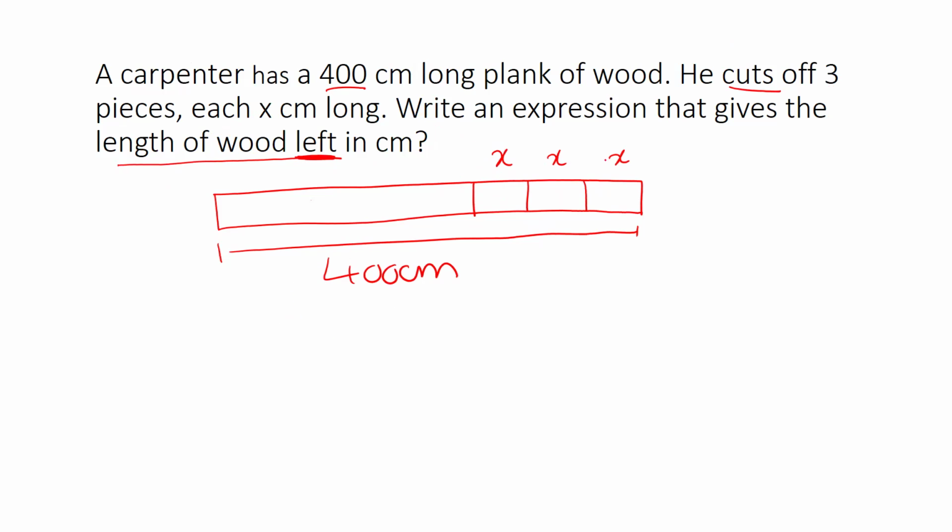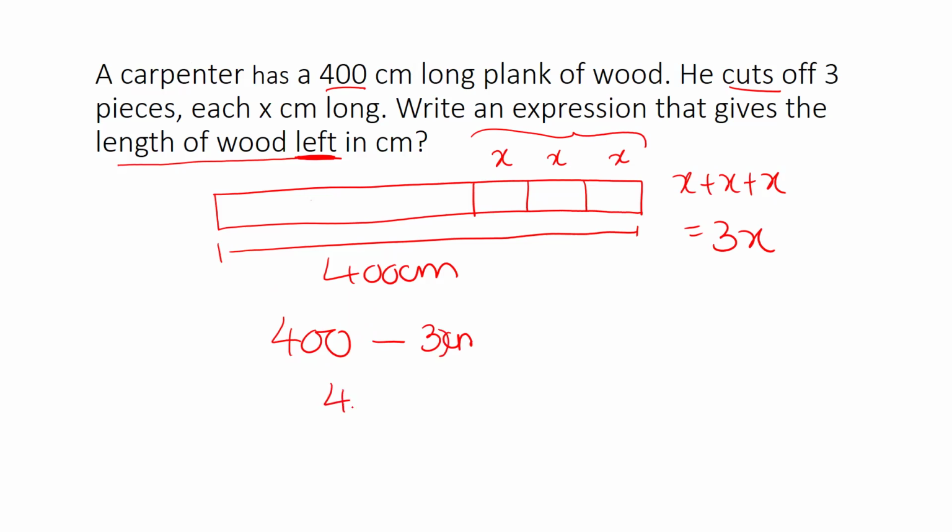So what we have to do is find the total length of the pieces that are being cut. So it's x plus x plus x, which is 3x. And because we have to write an expression for the remaining wood left, we need to take away from our main length, which is 400, minus 3 centimeter. I mean, sorry, not 3 centimeter, but 3x. So 400 minus 3x. So that's our expression done here. Any questions? Please do comment and I'll try to explain in my following video.